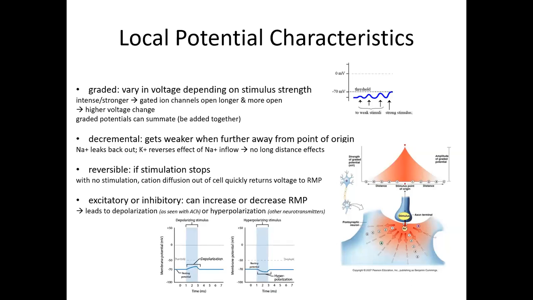And the fourth characteristic is that this can be either excitatory or inhibitory. In other words, what we have always been talking about so far is what we see with acetylcholine, where it brings us from -70 up to the threshold at -55 and leads to depolarization. Okay, so we have raised the resting membrane potential. However, other neurotransmitters will lower the resting membrane potential even further, or hyperpolarize the cell, which would mean you would have to have an even bigger stimulus in order to reach threshold.